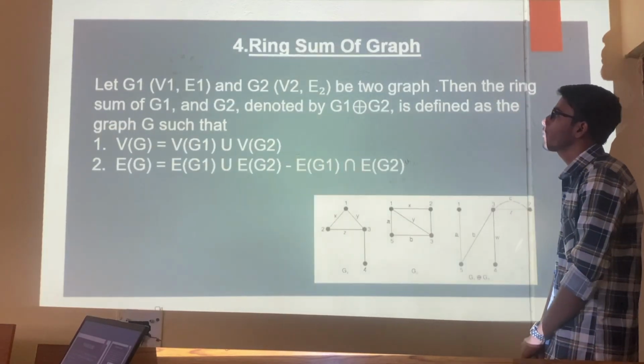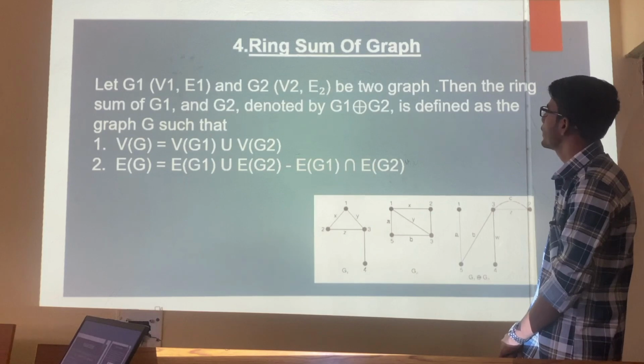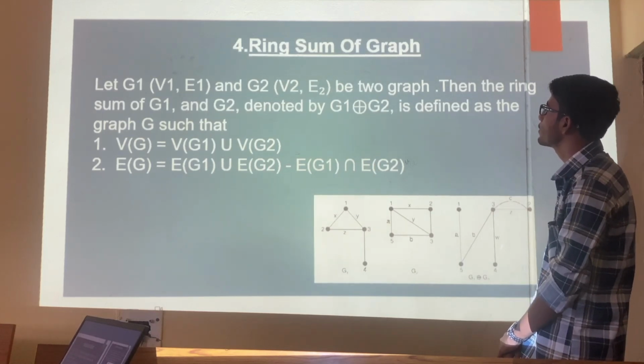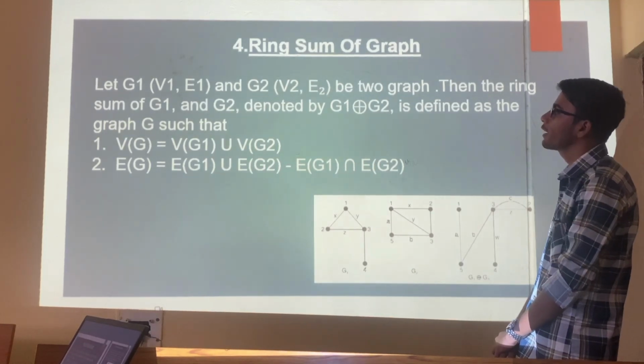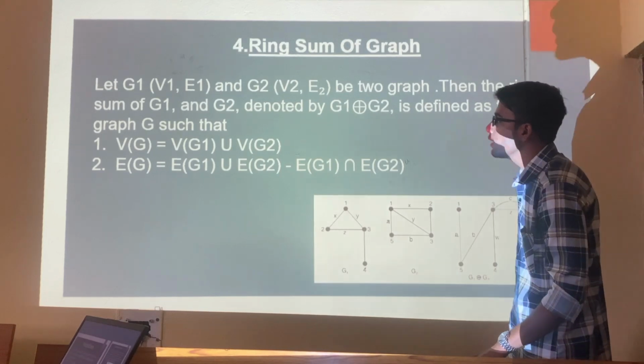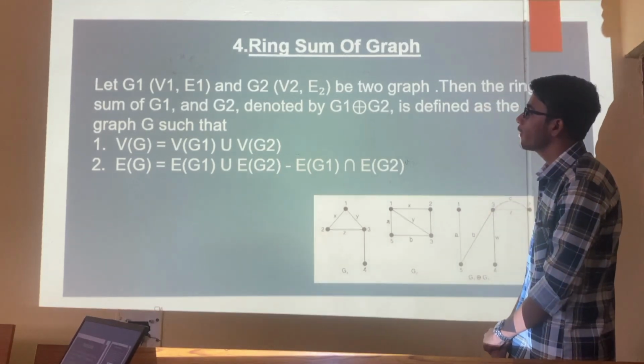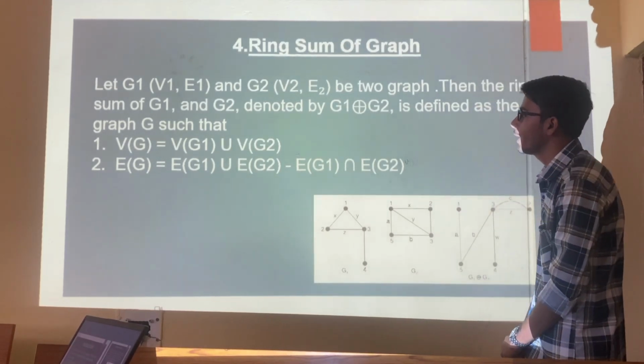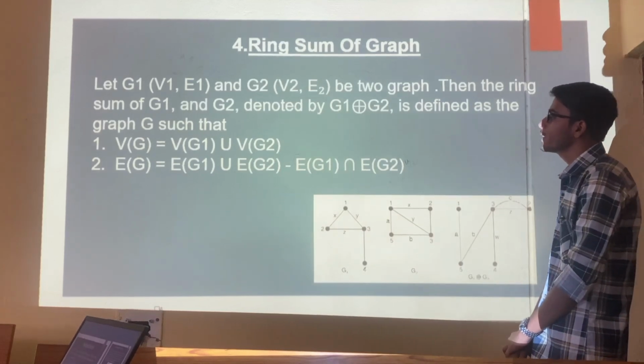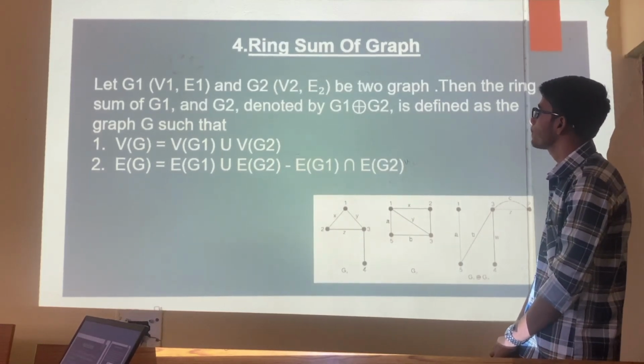Let G1 and G2 be two graphs. Then the ring sum, denoted by G1 ring sum G2, is defined as the graph G such that V(G) equals vertices of G1 union vertices of G2, and the edge set is the union of edges minus the intersection of edges.